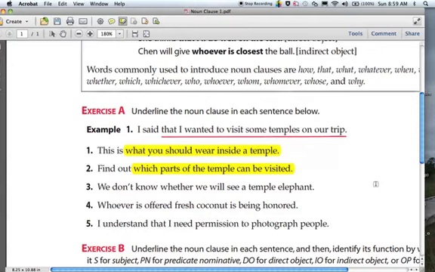Boom! Number 2. Which parts of the temple can be visited? You understood, find out, is your independent clause, and the stuff in yellow is the noun clause, and they function as a direct object. Whether we will see a temple elephant even, is the noun clause.